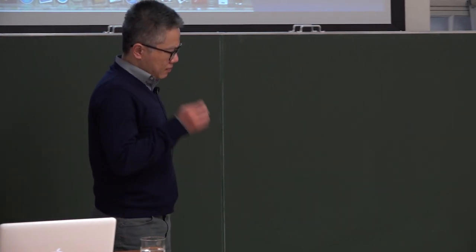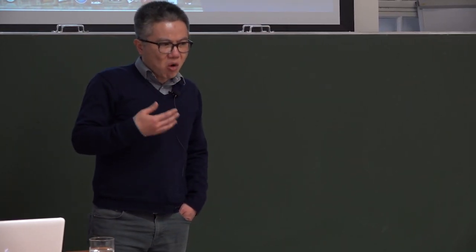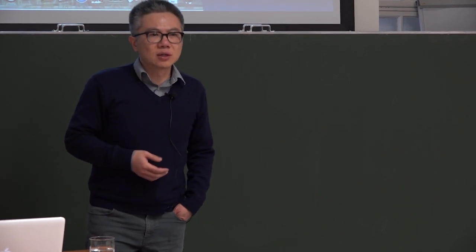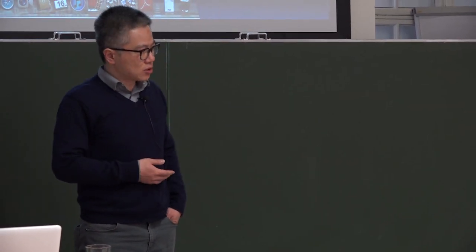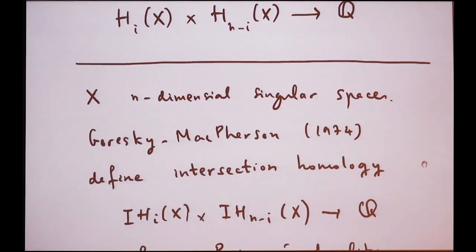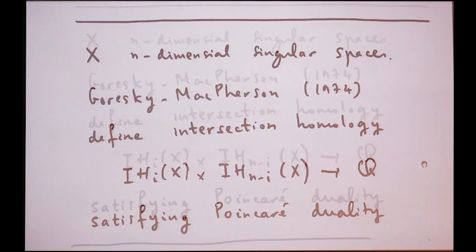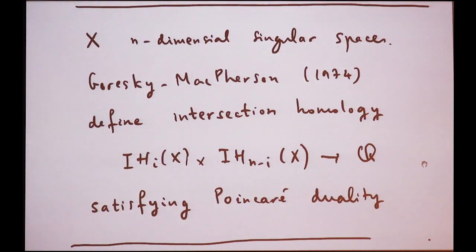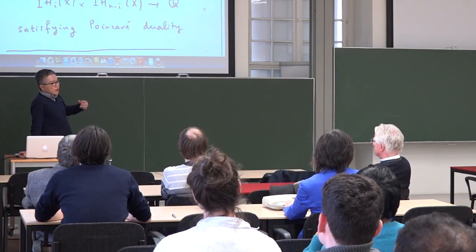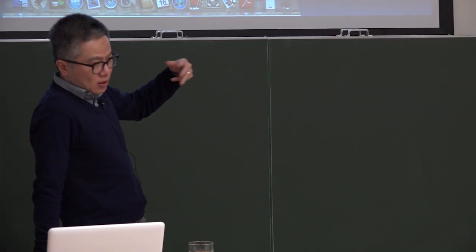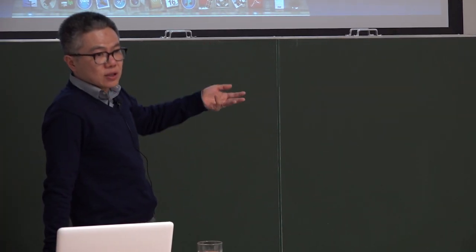There was a lot of reflection to understand the failure of Poincaré duality, before some very definitive answer was given in 1974 by Goresky and MacPherson. Goresky was a student of MacPherson at that time, and in his thesis he defined intersection cohomology, another kind of homology, IH for intersection homology, and even for singular spaces it satisfies Poincaré duality. So the failure is about the difference between ordinary homology and intersection homology.